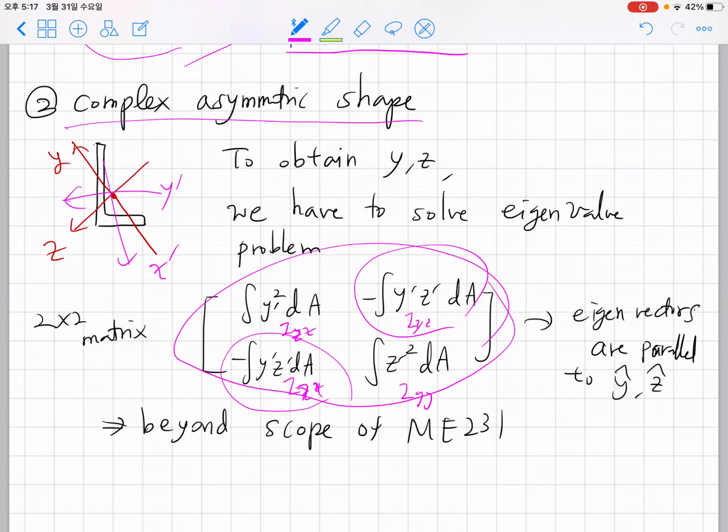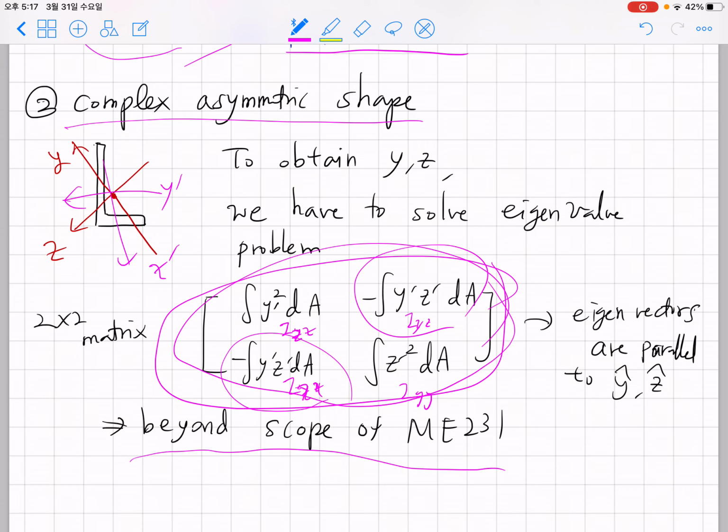And for a symmetric matrix, you are guaranteed to have two real eigenvalues, and you are guaranteed to have two orthogonal eigenvectors, such that you are always guaranteed to have two principal axes for any general shape, okay, regardless of the complexity of the shape. This is what you get from linear algebra. However, because this is beyond the scope of this ME tutorial, we're not going to discuss obtaining the principal centroid axis for a general asymmetric shape, okay.